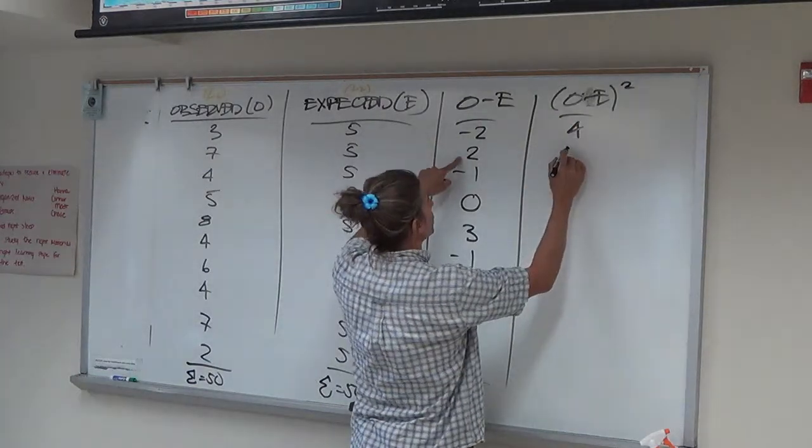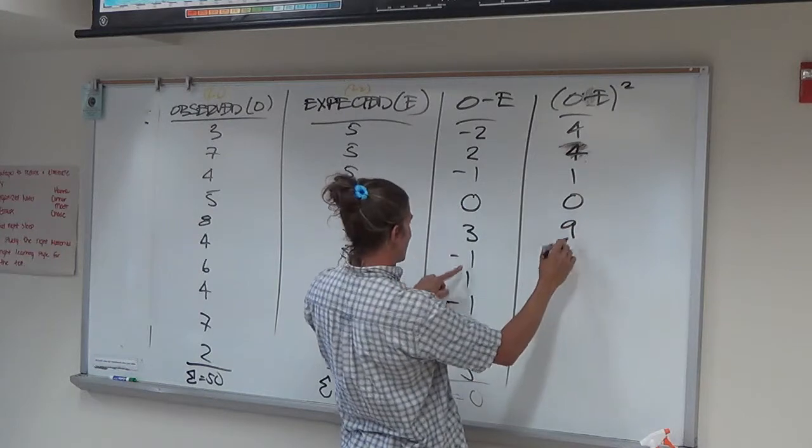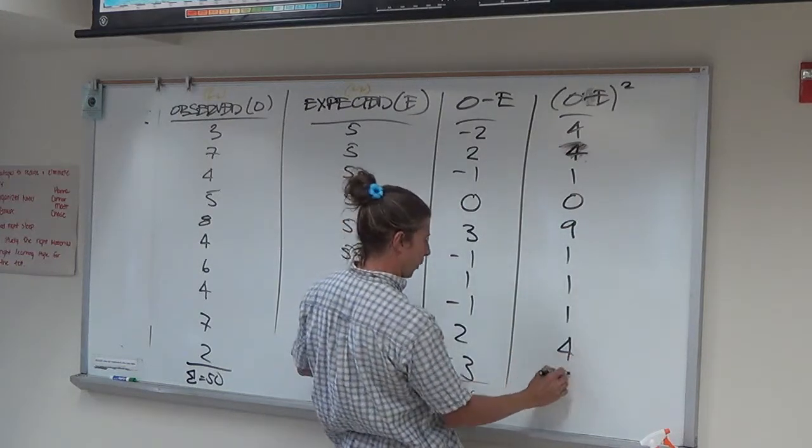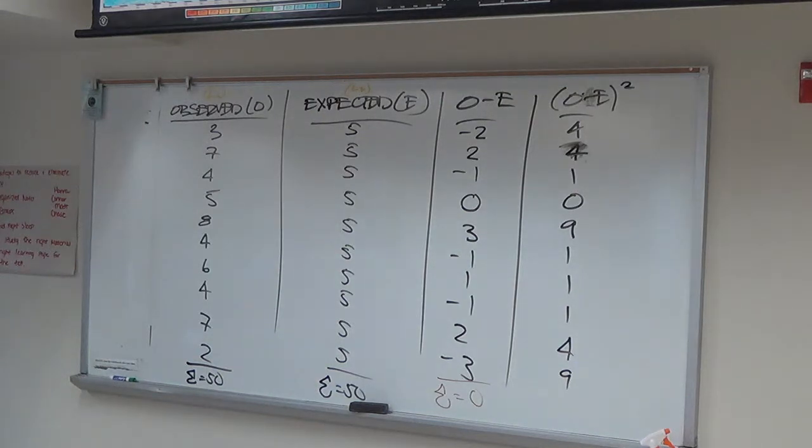4, 1, 0, 9, 1, 1, 1, 4, 9. Don't worry about summing that.